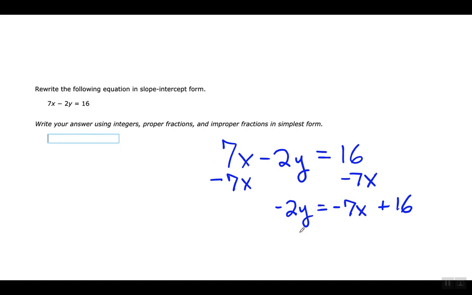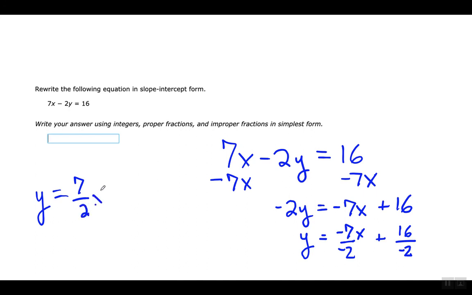Now divide by negative 2. So y equals negative 7x divided by negative 2. Obviously, I got to simplify that. Plus 16 divided by negative 2 because that doesn't look right. Tengo que simplificar esto. So it's going to be y equals a negative divided by a negative equals a positive. Un negativo dividido por un negativo me da un positivo. And positive 16 divided by negative 2 is negative 8.